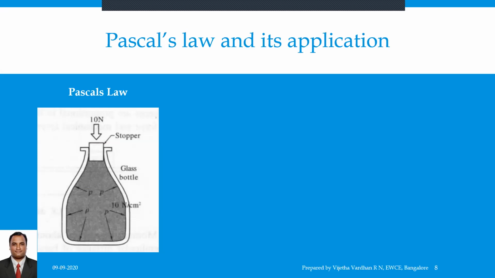The figure shows a glass bottle filled with an incompressible fluid. A force of 10 Newton is applied to the stopper with a surface of 1 square centimeter, and this results in 10 Newton of force on every square centimeter. That is nothing but the pressure which is applied, and the counterpart of pressure is stress in the case of solids. If the bottom area is 10 square centimeters, then the entire bottom receives 100 Newton of force. And how does the application of Pascal's law happen?